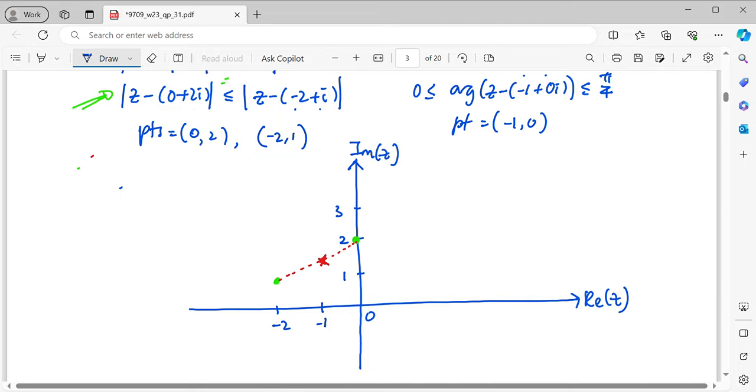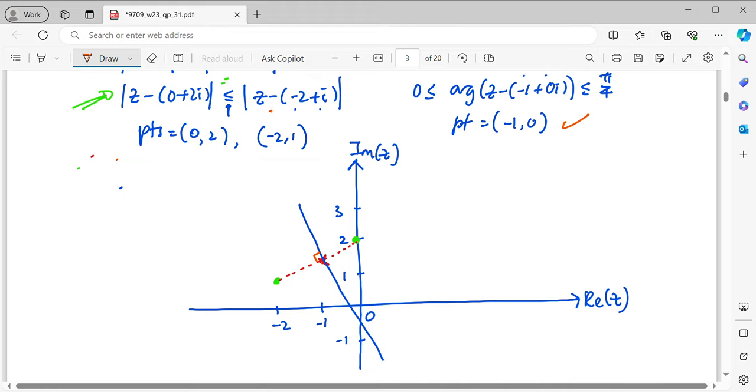Draw the perpendicular bisector first, because there is an equal sign, so you can just use a straight line. Okay, so let's say here is minus 1. That means when you join, make sure it is 90 degrees. So it's a straight line. Make sure it's 90 degrees. Okay, here is 90 degrees. Right.